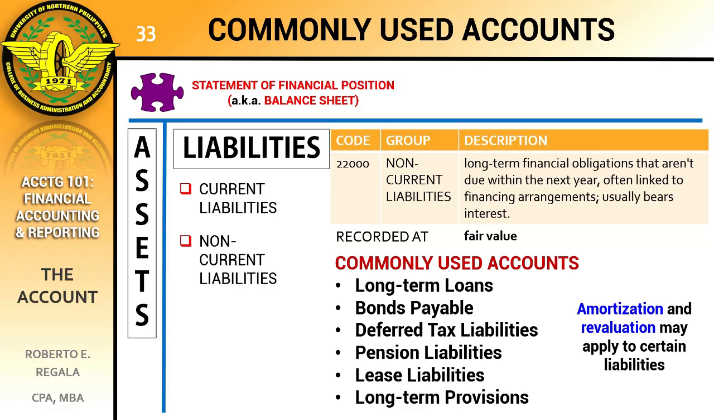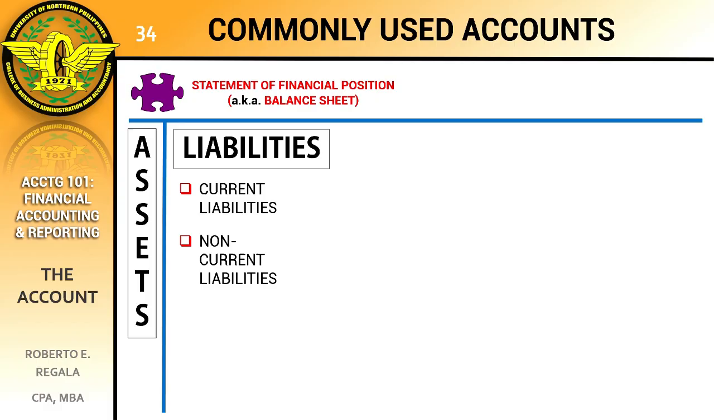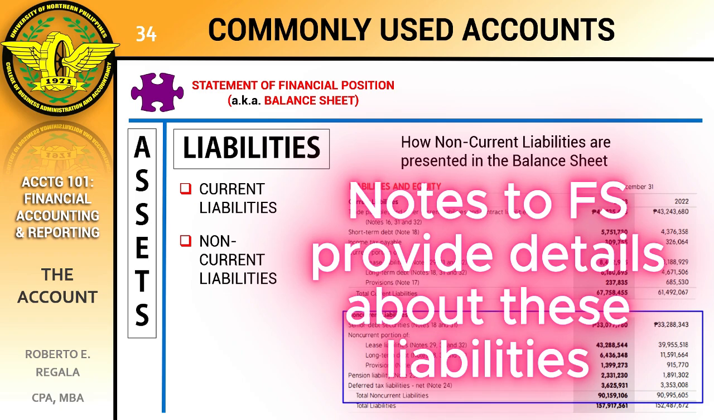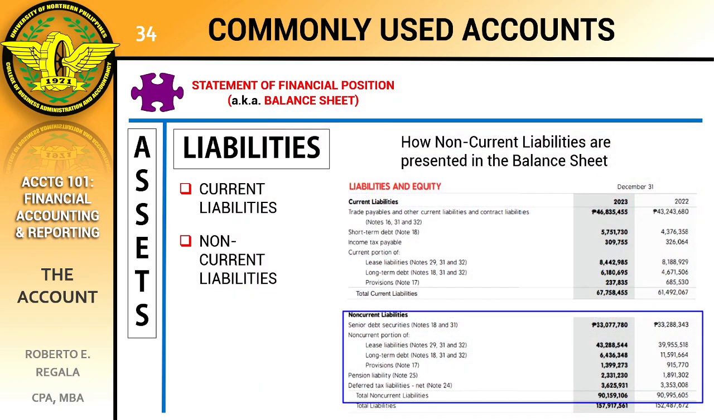On the balance sheet, non-current liabilities are listed separately from current liabilities and categorized by their nature, such as long-term loans, bonds payable, or deferred tax liabilities. Notes in the financial statements provide details about these liabilities, including maturity dates, interest rates, and repayment terms. Again, here is Jollibee Food Corporation's balance sheet, with the non-current liabilities section highlighted.